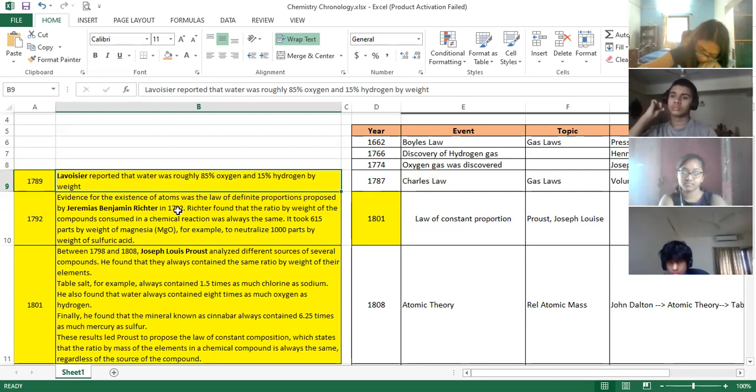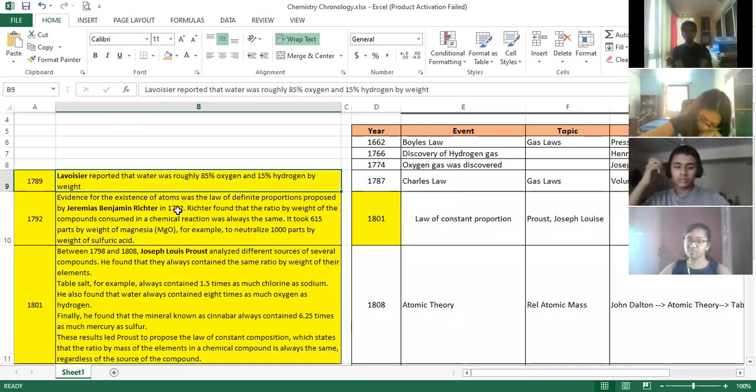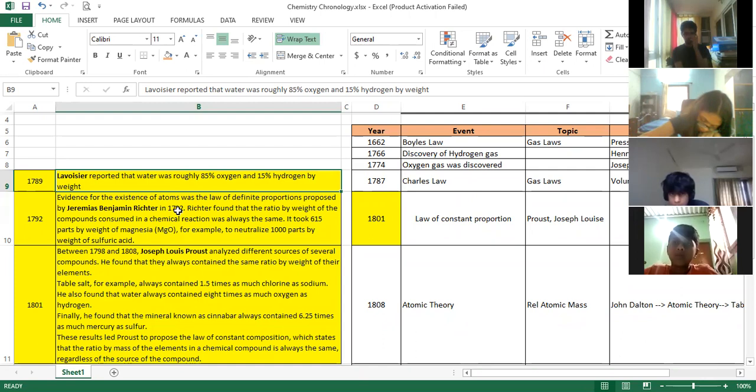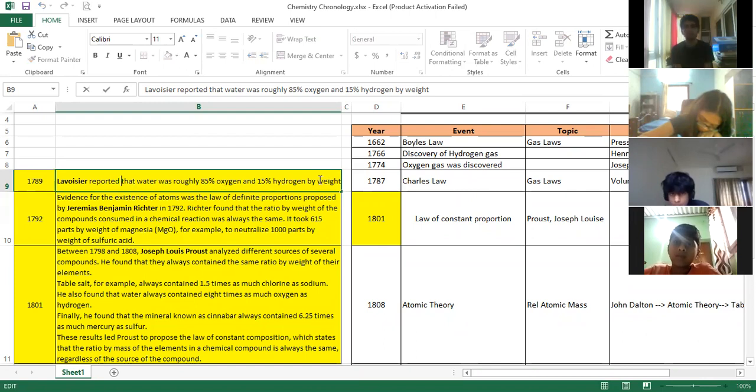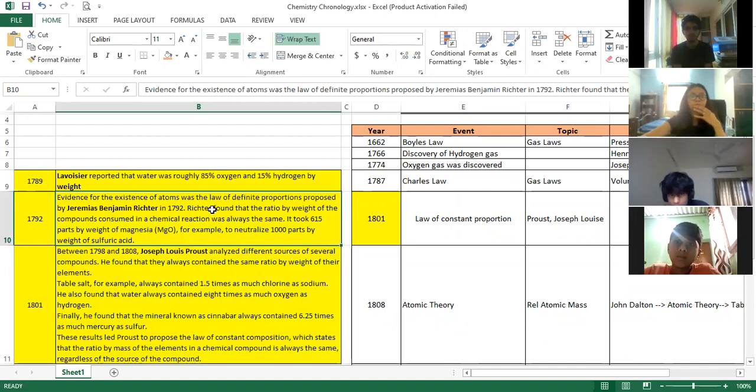Are you able to understand this, Rohan? Yes, sir. Okay. So he's the guy who has given a chemical percentage. He has given a percentage of oxygen and hydrogen by mass or by weight. Wherever weight is used, please replace it with mass, because weight is not the right word.